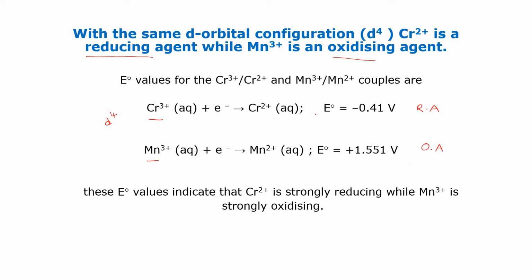Now if you observe here, we are getting negative values. So it does not take place. So this reaction does not take place. Why? Because electrode potentials are negative values. But if I take the opposite here, what do we get? Cr^2+ converting into Cr^3+ plus 1 electron.